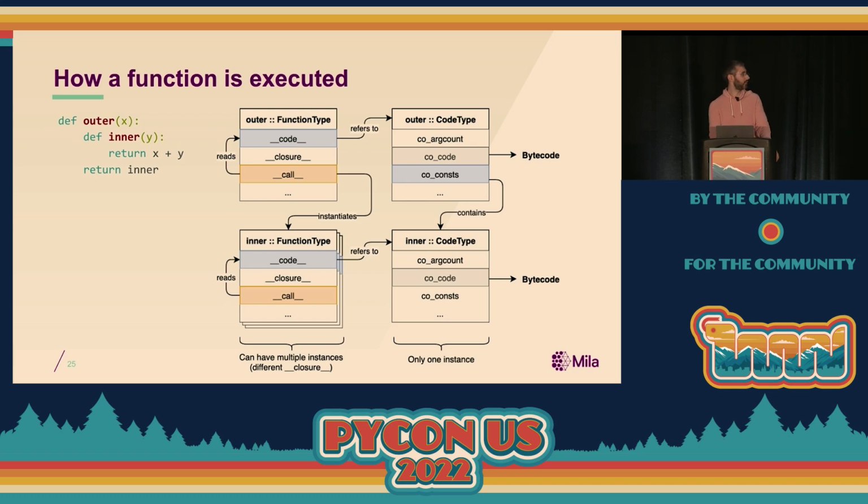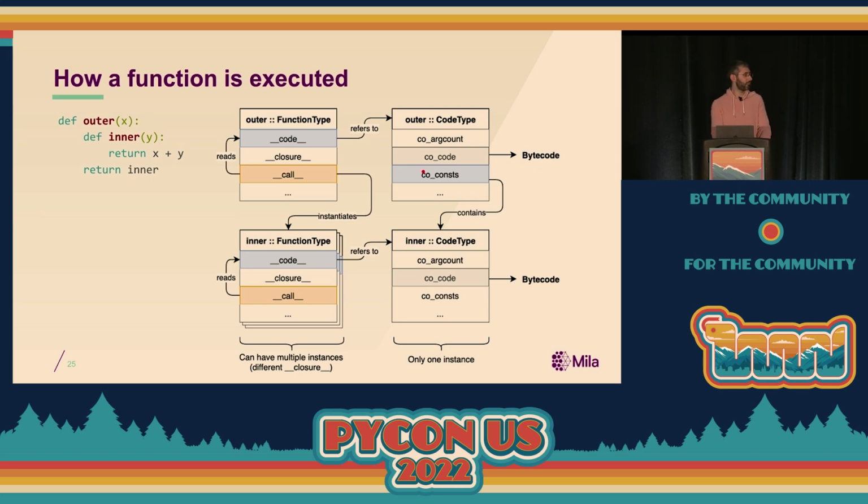That field, dunder code, points to a different object, a code object, which also contains many fields that pertain to the function. For example, there is the argument code, and there's many other things. But there's also this field that points to the byte code for the function. So when we call the outer function, it will read the dunder code pointer and fetch that code object, and then it will read the byte code and execute it.